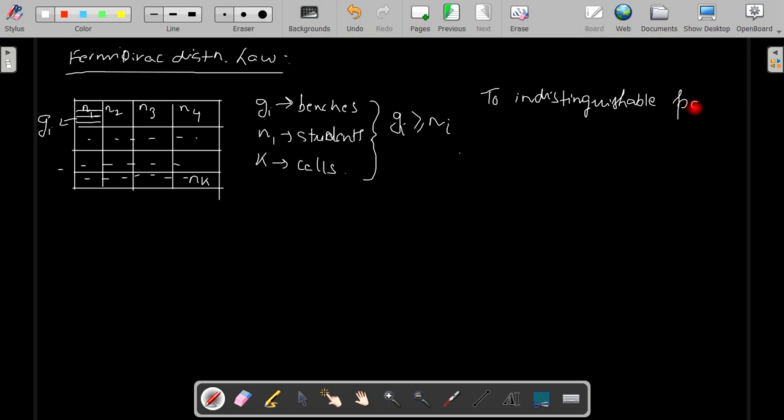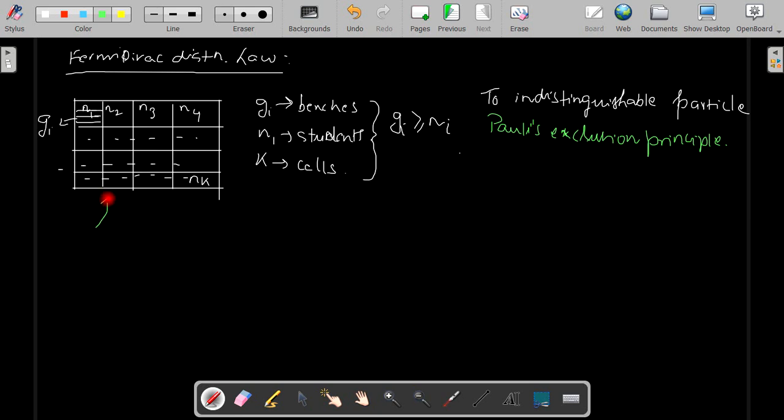These indistinguishable particles are actually following Pauli's exclusion principle. Pauli's exclusion principle obviously says that no two particles, or quantum mechanical particles, can occupy the same quantum state. They must have different properties. If not, they cannot actually do it.